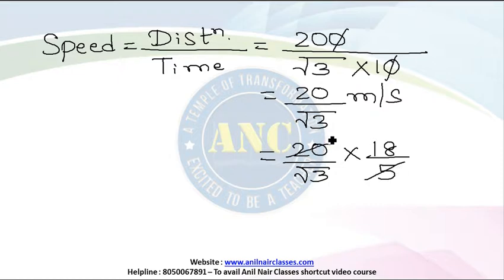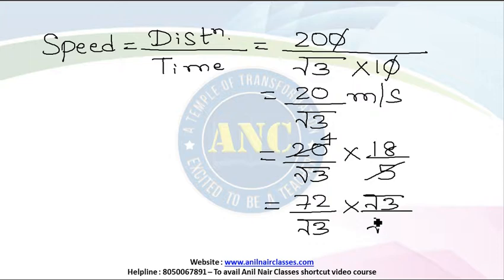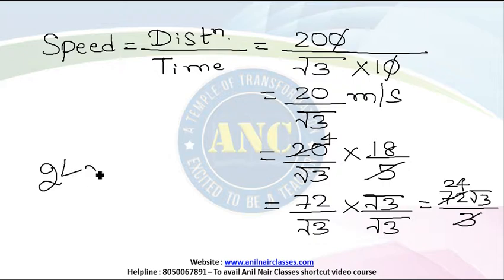5 into 1, 5 into 4. 18 into 4 is 72. Answer is 72 by root 3, because I do not want root 3 in the denominator. Multiply and divide by root 3. This is 72 root 3 divided by 3. 3 into 1, 3 into 24. Final answer is 24 root 3 kilometers per hour.